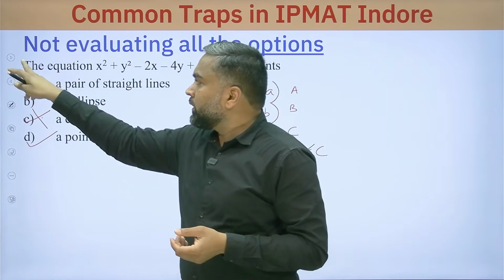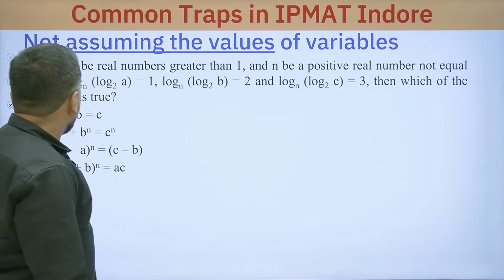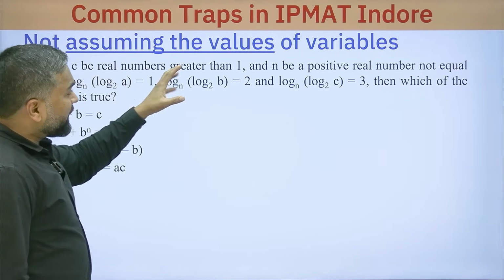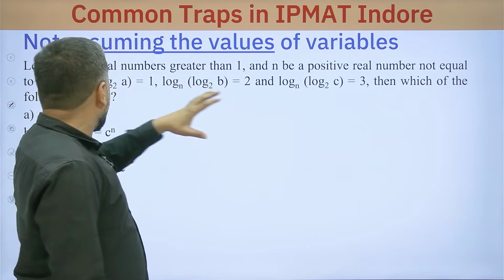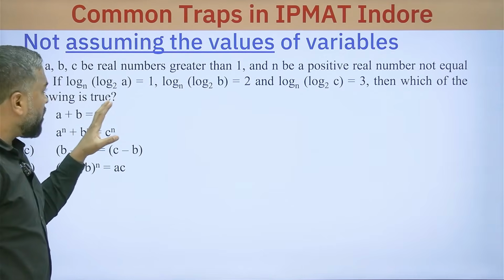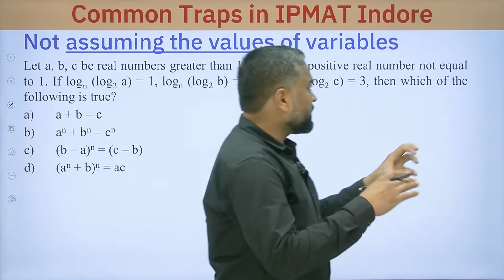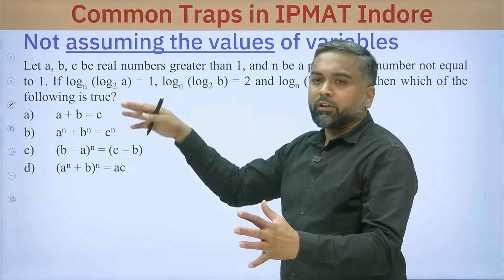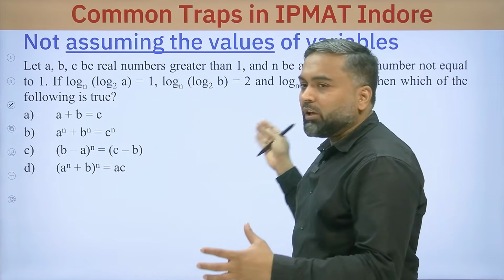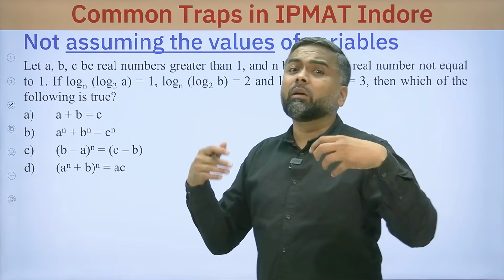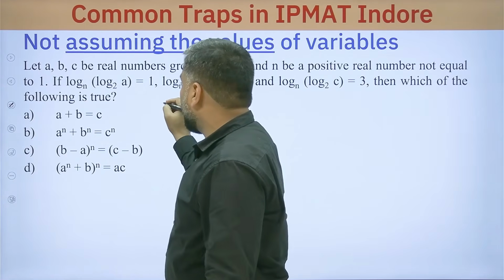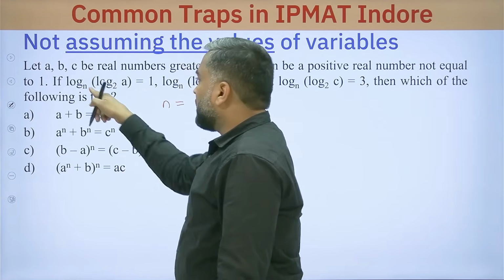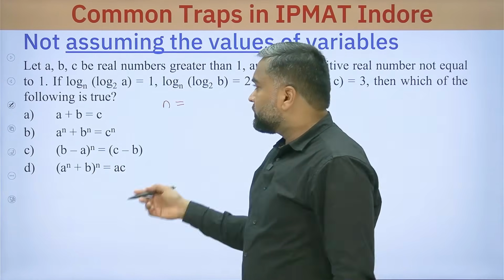Okay. So if we look at this, let A, B, C be real numbers greater than 1, n is a positive real number not equal to 1, and a log expression is given. Which of the following is true? You can solve by taking everything on one side, finding the value of A, B, C and getting it done. But the best way to approach this question would be to assume the value of n. I can assume any value of n.